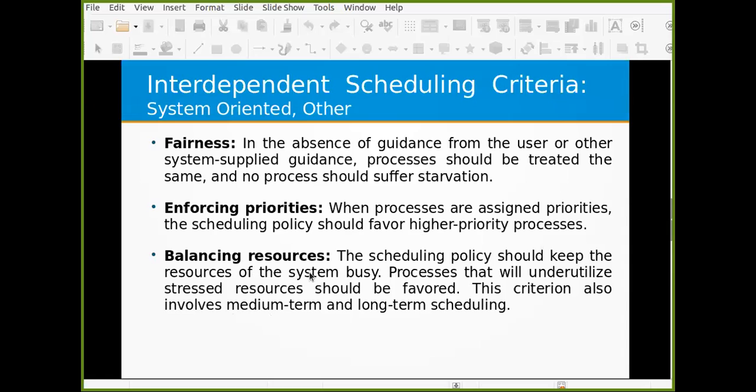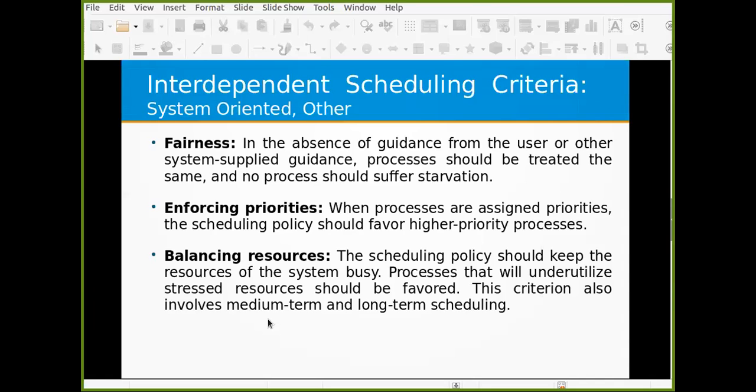And then there is balancing resources. The scheduling policy should keep the resources of the system busy. Processes that will underutilize stressed resources should be favored. Now this is again contradicting wording. Underutilize stressed resources. So those resources which are heavily being used right now in the system, at that time you should assign processor time to those processes which are not going to use those resources which are currently under heavy use, so that it will relax the use of those resources. So that is going to balance it out somewhat.